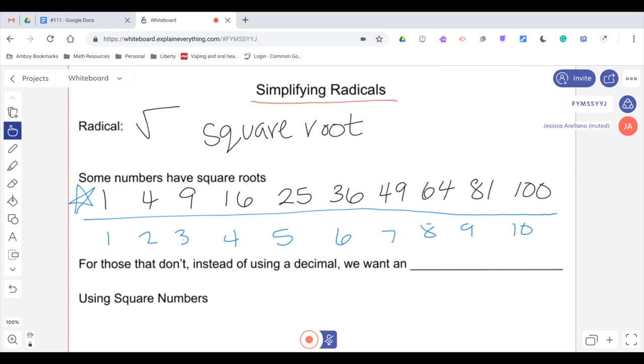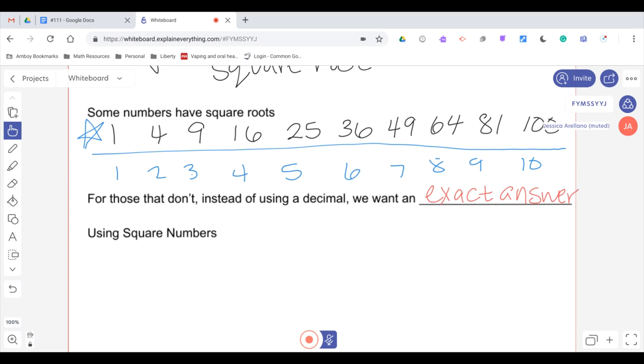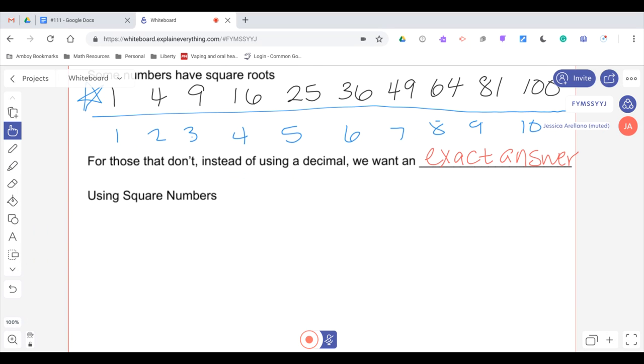So for those numbers that are not perfect squares, like 136, all those, instead of using a decimal, once we get into this level of math, we want what's called an exact answer. Now, there are times where a decimal or an approximation is a little more useful or a little more relevant, but I want you to be aware that this is how some answers are going to be written, and I want to make sure you understand how to do it. Okay. So let's do some examples.